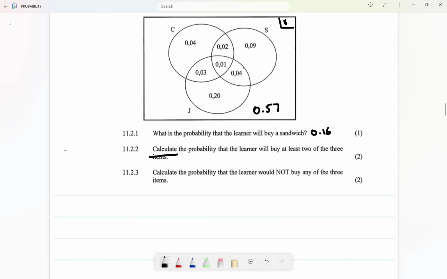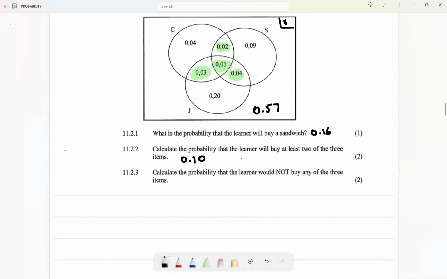Now calculate the probability that the learner will buy at least 2 of the 3. At least 2 is here: chocolate and juice, juice and sandwich, chocolate and sandwich, or all 3. At least 2 means the minimum you can have is 2, it's either 2 or more, not less than that. So it's going to be everything that is 2 or more. When I do my mathematics, it's going to be 0,03 plus 0,04 plus 0,08 plus 0,10. You just add them, guys. Do your mathematics.